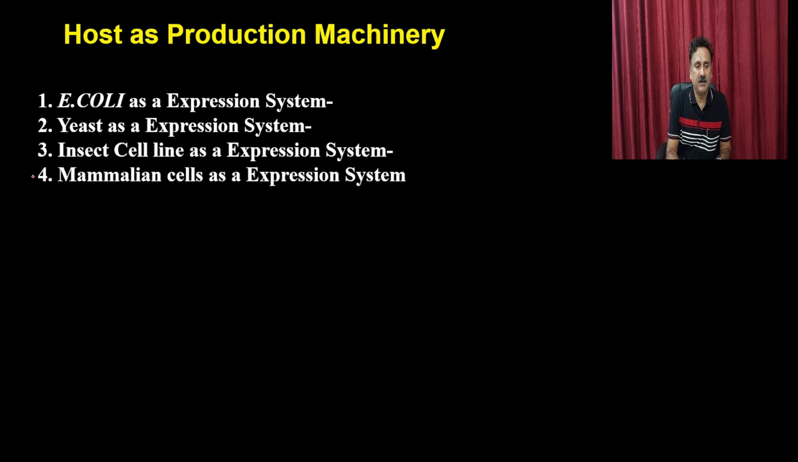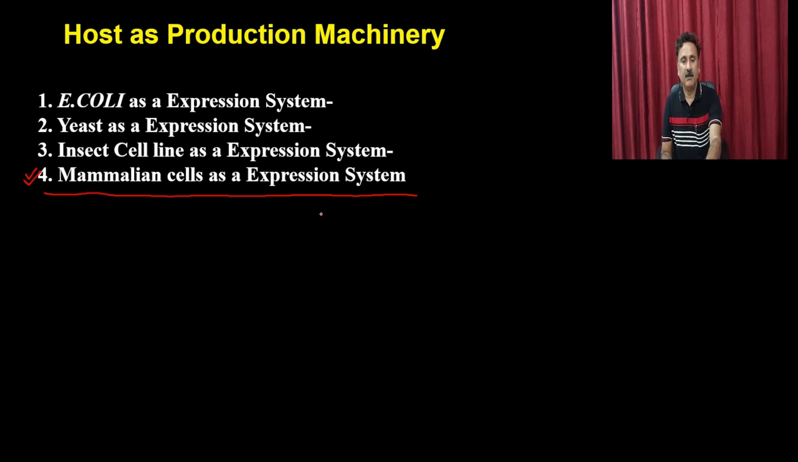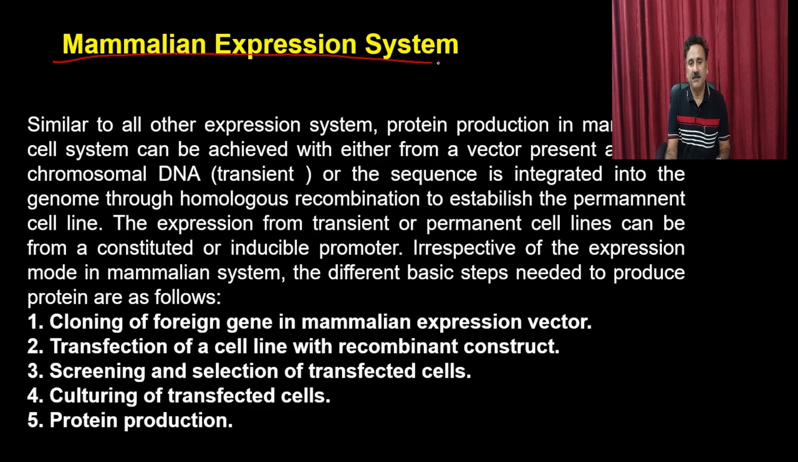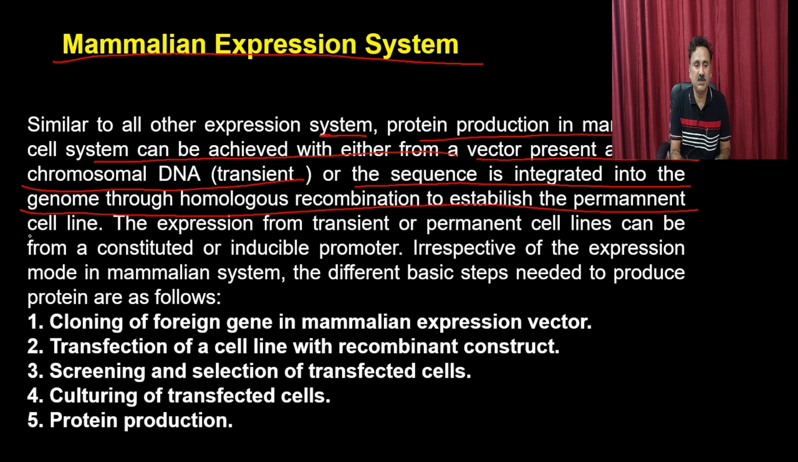Now let's talk about another expression system, and that is called the mammalian expression system, right? The mammalian expression system is the most advanced expression system available as a host for protein production, or for recombinant DNA applications. Similar to other expression systems, protein production in the mammalian cell system can be achieved either from the vector present as extrachromosomal DNA, or the sequence is integrated into the genome through homologous recombination to establish a permanent cell line. The expression, from the transient or the permanent cell line, can be from a constitutive or an inducible promoter.